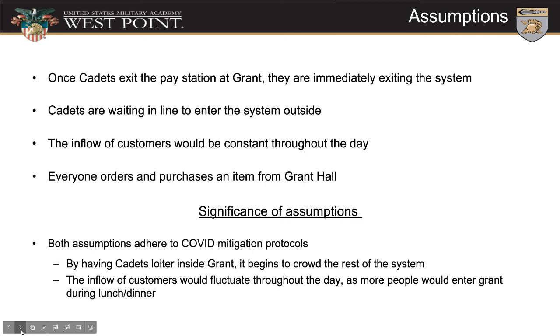So we assume this because in reality, as you see the significance of assumptions, in a perfect world, this could happen, but we have different periods of influx when customers come in, like morning for breakfast, lunch, and dinner. So we really assume that it was constant throughout the day. And then our last assumption is everyone orders and purchases an item from Grant Hall.